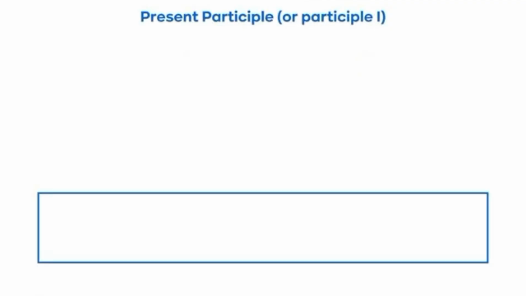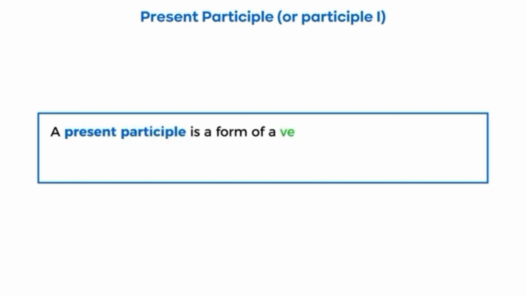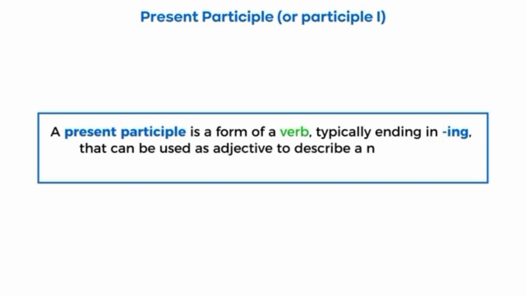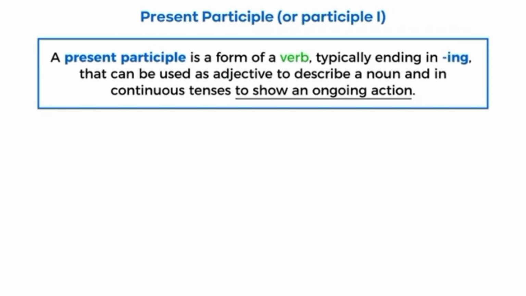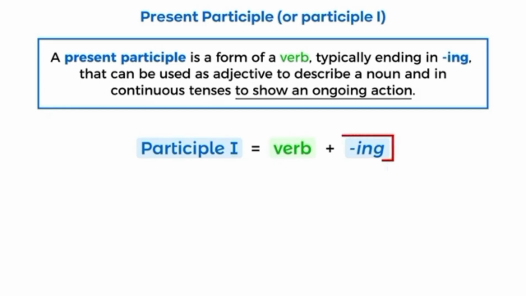Present participle, or participle 1. A present participle is a form of a verb, typically ending in ing, that can be used as an adjective to describe a noun and in continuous tenses to show an ongoing action. The present participle is formed using the formula participle 1 equals verb plus ing. So, as you can see from the formula, the present participle is formed by adding ing to the base form of the verb. It's simple, right?